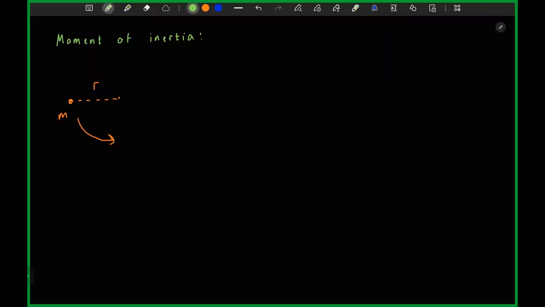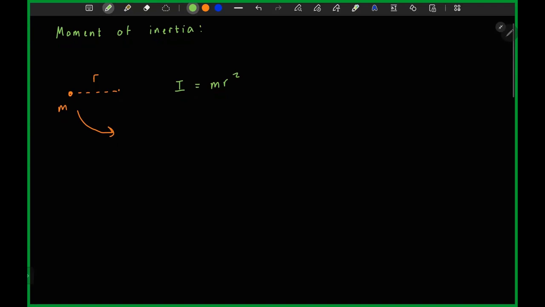In this video, we'll discuss moment of inertia. Our starting point will be to consider an object, which is just a point mass, moving in a circle around an axis a distance r away from it, and in that case, we can define its moment of inertia to be mr squared.